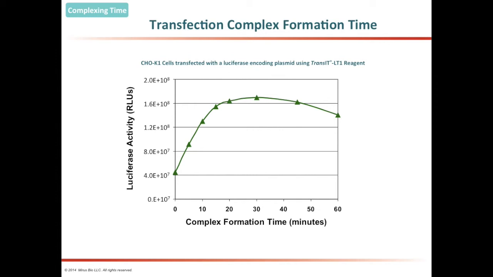Here is an example of complex formation time compared to luciferase activity in CHO-K1 cells. Before the 15-minute time point, the complexes are too small, and beyond 30 minutes, the complexes are likely too large, and you start to see the efficiency begin to drop off.